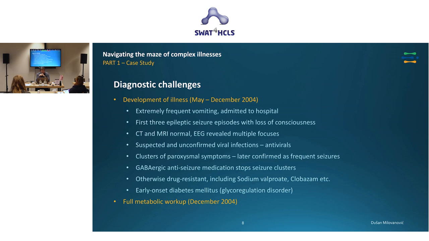Then CT, MRI appeared normal. MRI was done later in November. Of course, the electroencephalogram revealed multiple focuses, actually, which was strange. Why multiple? And what is going on, really? Still not a conclusive diagnosis of epilepsy.